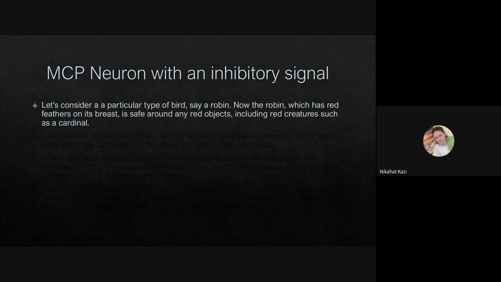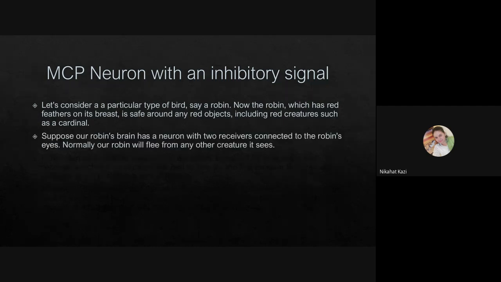Just let us assume it is safe around any red object, which includes red creatures such as a cardinal. Just let us assume that for this example. Okay. Now this robin's brain has a neuron with two receivers which are connected to the robin's eyes. Now instead of a simple bird, it is a robin. Now this robin will flee.